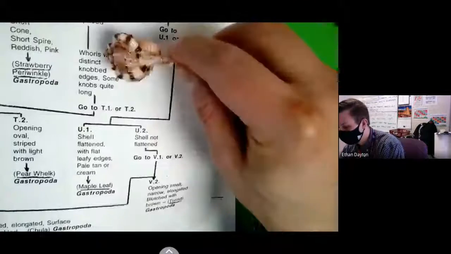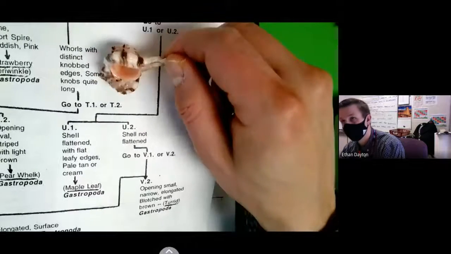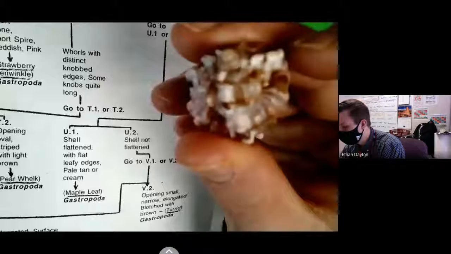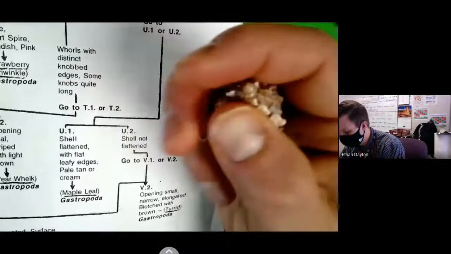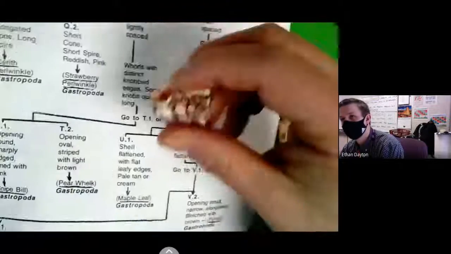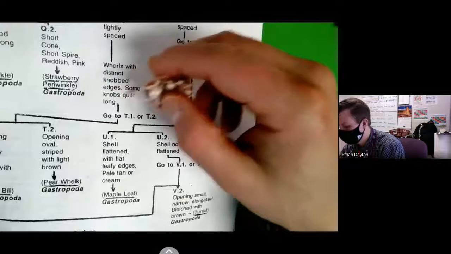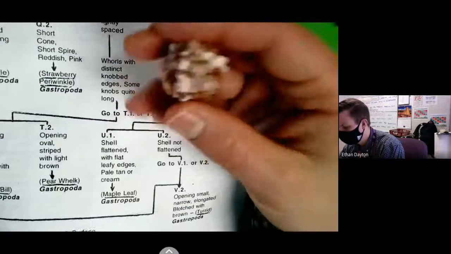The whorls with distinct knobbed edges. Some knobs are quite long. So if you look at this, there are knobs on this. All right? There are knobs on this. So that is what is doing it for me right here. The whorls are with distinct knobbed edges. Some knobs are quite long. So we're going to go to T1 or T2.